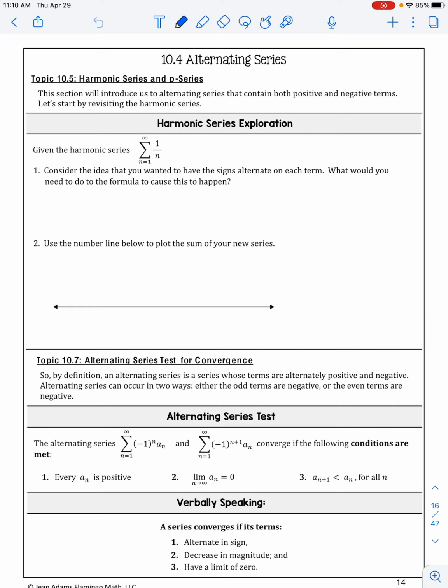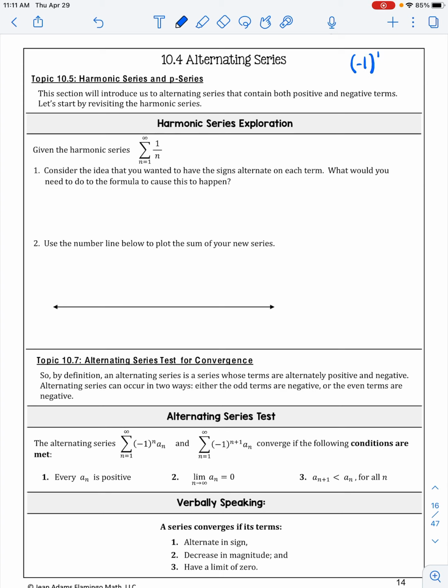10.4, alternating series. So this section will introduce us to alternating series that contain both positive and negative terms. So you're going to be learning the alternating series test.